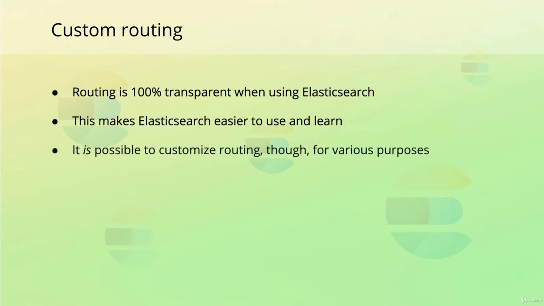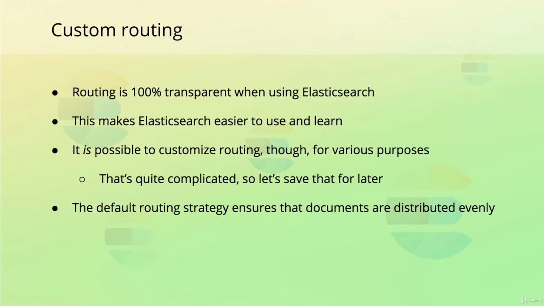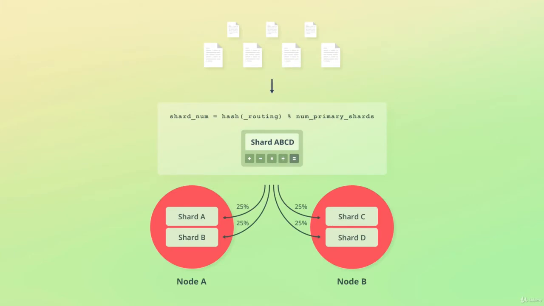That's because it's possible to change the default routing. I won't go into detail with this now, because that's a slightly more complicated subject that we'll look at later in the course. Apart from ensuring that documents are allocated to a shard and that we can retrieve documents by ID, the default routing strategy comes with another benefit. It ensures that documents are distributed evenly across an index's shards. If we were to change how documents are routed, we would either have to ensure that documents are distributed evenly, or accept that one shard may store significantly more documents than another shard.